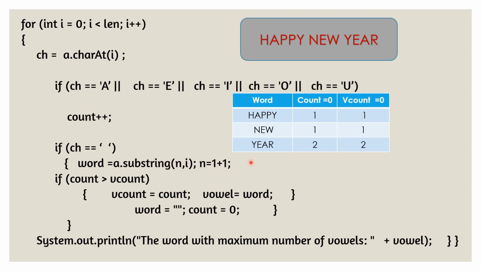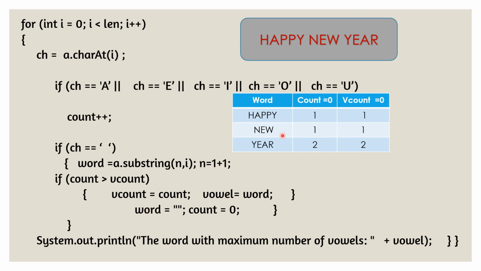And the third time the word "year" is coming. Count, meaning the number of vowels, is 2. Here we are checking if count is greater than vcount. 2 is greater than 1, so vcount is equal to count. In vcount we will get the count 2, and the particular word will go to the variable vowel. So vowel is equal to word and vcount is equal to count. So like this we can find the word which has the maximum number of vowels.